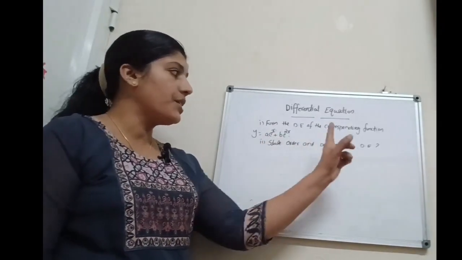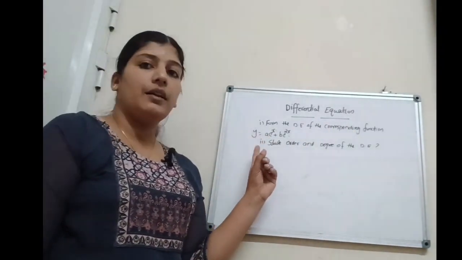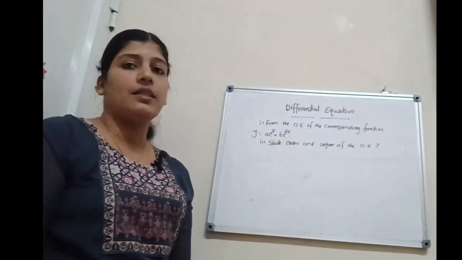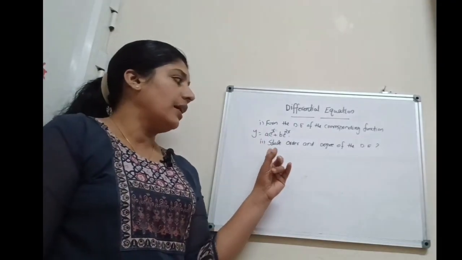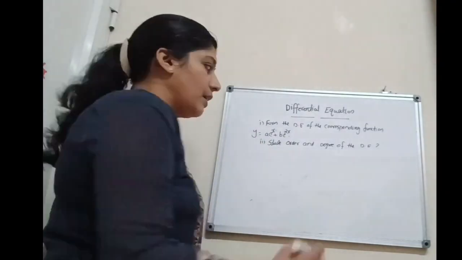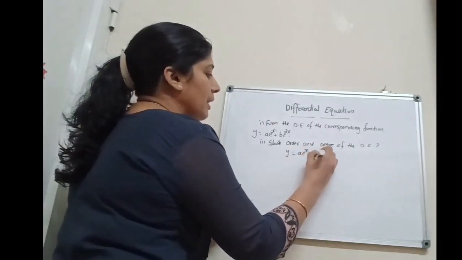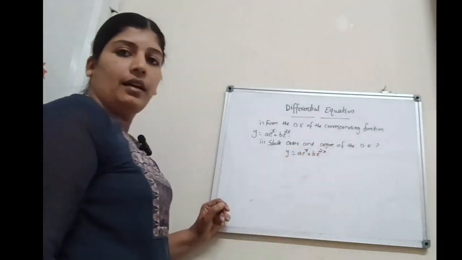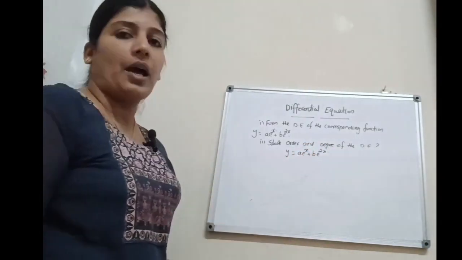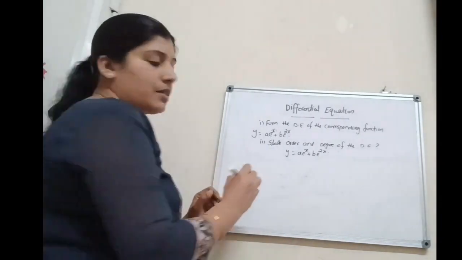Next question, form the differential equation corresponding to the function y equal to a e raised to x plus b e raised to 2x. Then the sub question is to state the order and degree of the differential equation. Let us consider the general solution y equal to a e raised to x plus b e raised to 2x. Here, in this general solution, we can see two arbitrary constants. Therefore, we have to differentiate two times.